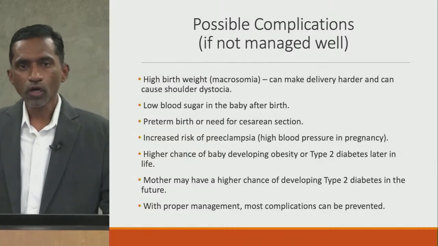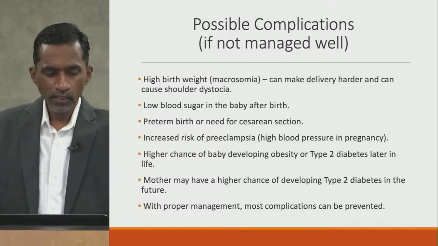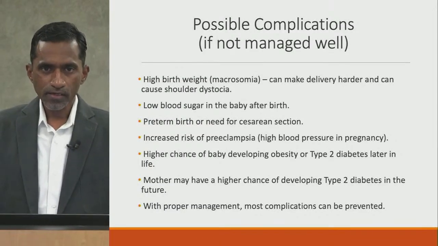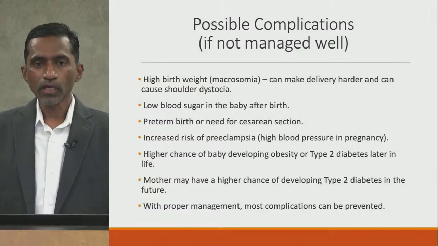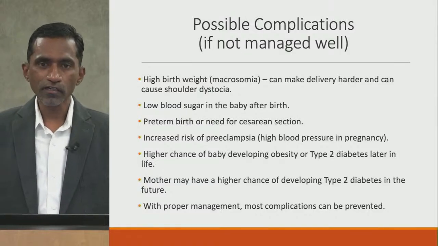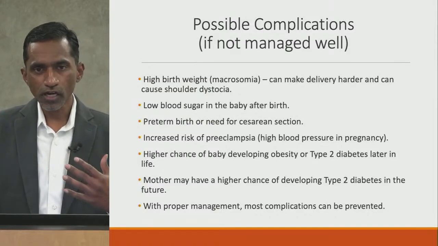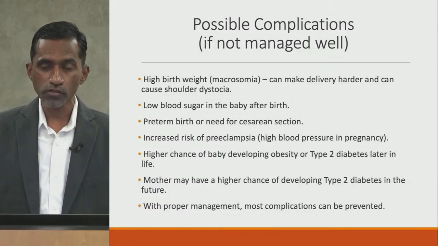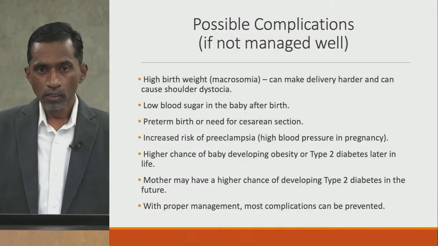So, possible complications if not managed well: high birth weight, macrosomia, as I discussed earlier, can make the delivery harder and can cause shoulder dystocia. When the baby is coming out in a vaginal delivery, the shoulder gets stuck and they may have to use other procedures to deliver the baby.